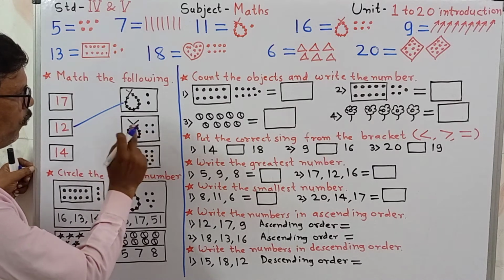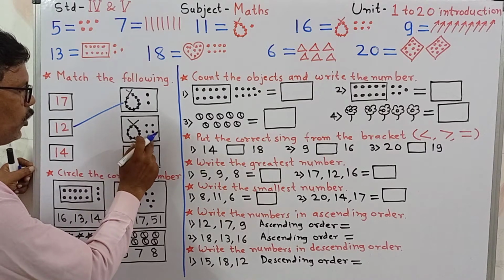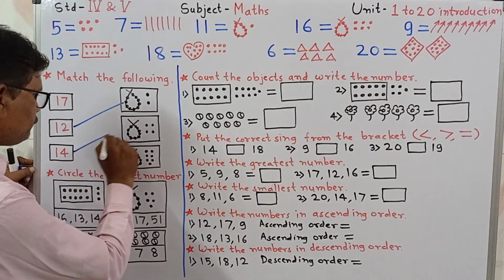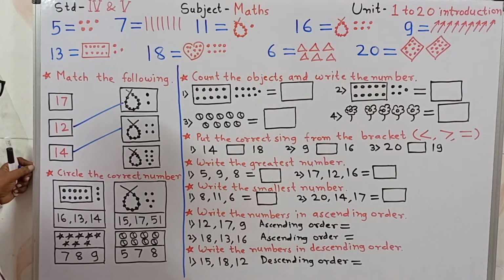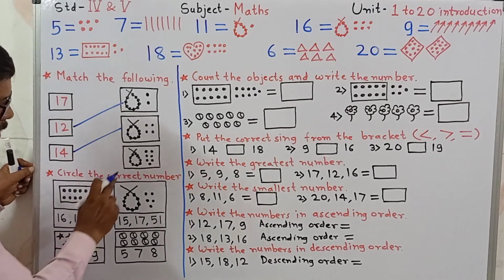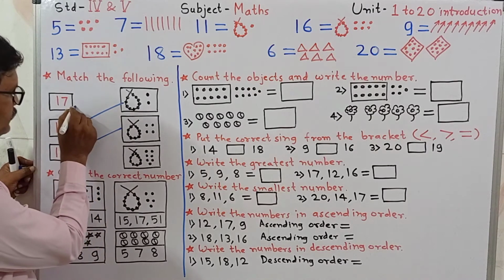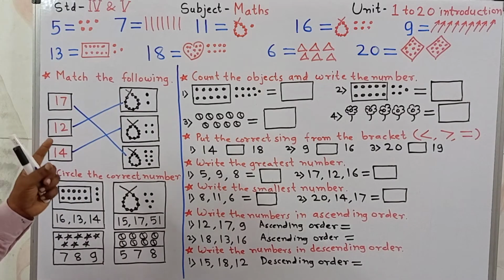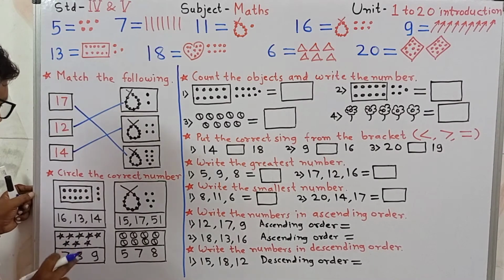1 ten, 4 units, 14. Where is 14? Here. So join this. Then here 1 ten, 7 units, 17. So join this. So we match the following by this type. Okay? Can you? Okay. Now the next one.